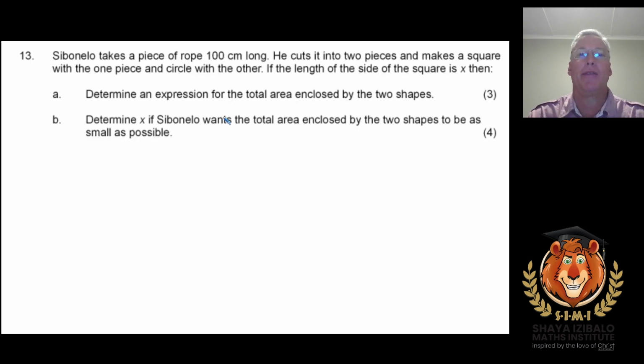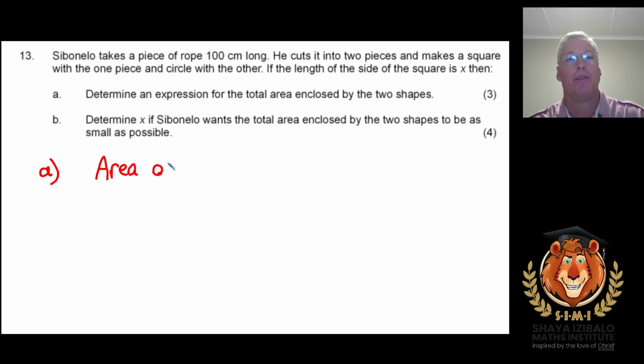Right, this next question, Sibonelo takes a piece of rope. This is an optimization question. Both of the next two and the last two are. He takes a piece of rope 100 centimeters long. He cuts it into two pieces and makes a square with the one piece and a circle with the other. If the length of the side of the square is x, determine an expression for the total area enclosed by the two shapes. Right, well, firstly, the area of the square is going to be very straightforward. It's just going to be x times x.